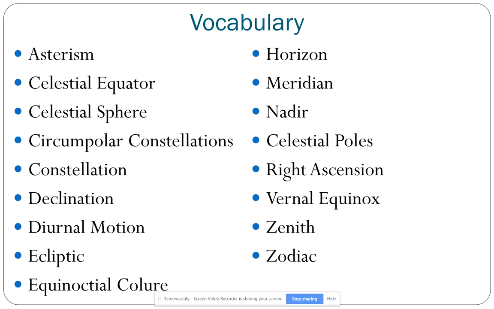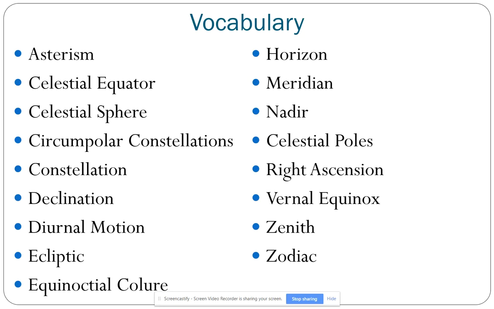Diurnal motion means the daily motion. Because the Earth is rotating, it appears to us as if the stars are rising in the east and setting in the west, because the Earth is rotating toward the east. The ecliptic, I already talked about that, is the path that the sun appears to travel as we view it from Earth.